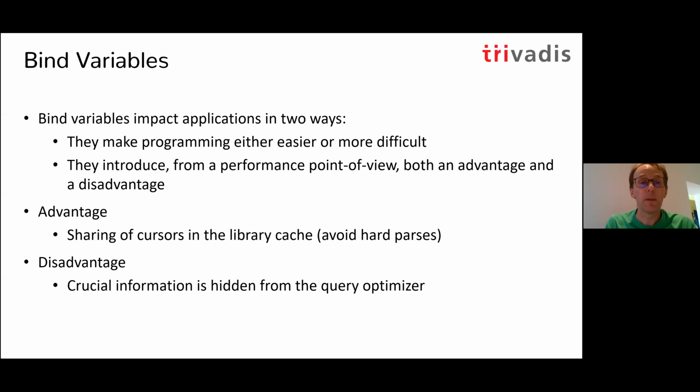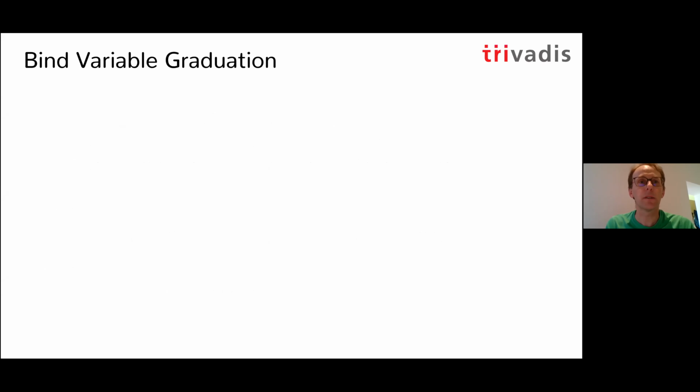From the other side, the problem of bind variables is that they can hide stuff from the optimizer. Of course, if the optimizer has a literal value, it is much easier for the optimizer to generate a good plan because it knows exactly what the SQL statement wants to do. If there is a bind variable, who knows? It might be different, depending on the value which is provided. So bind variables introduce some advantages, but also some disadvantages.